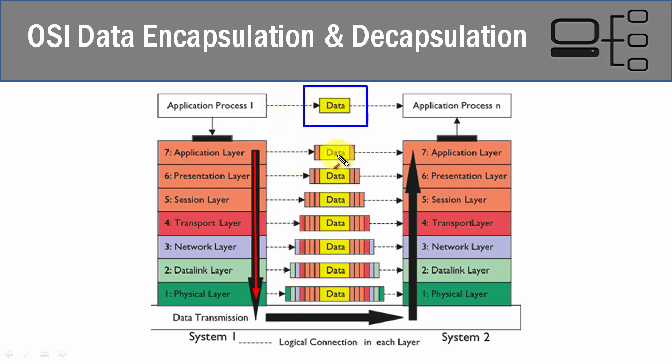So we start with the bare data, and by the time we get to the bottom, we have all sorts of information added to it. And then when we go over to the other computer on the other side of the network, we decapsulate it. So we take off that information that we don't need. And by the time we get back up to here, it's nothing but the raw data. And that's how this process works in a nutshell from a conceptual point of view.